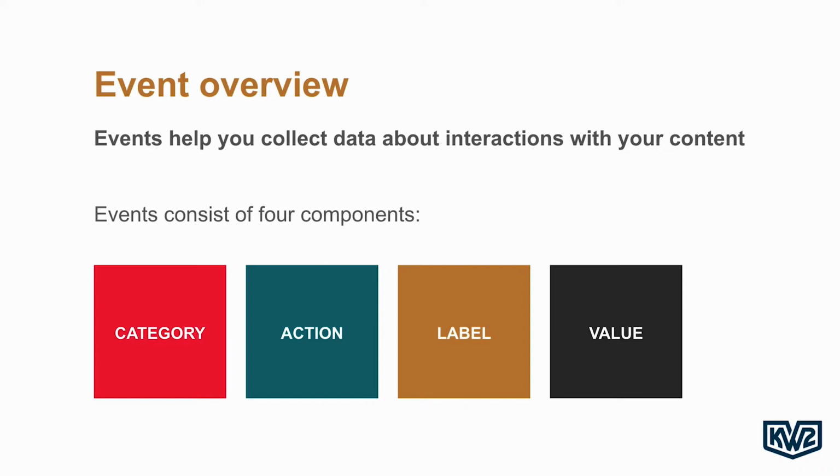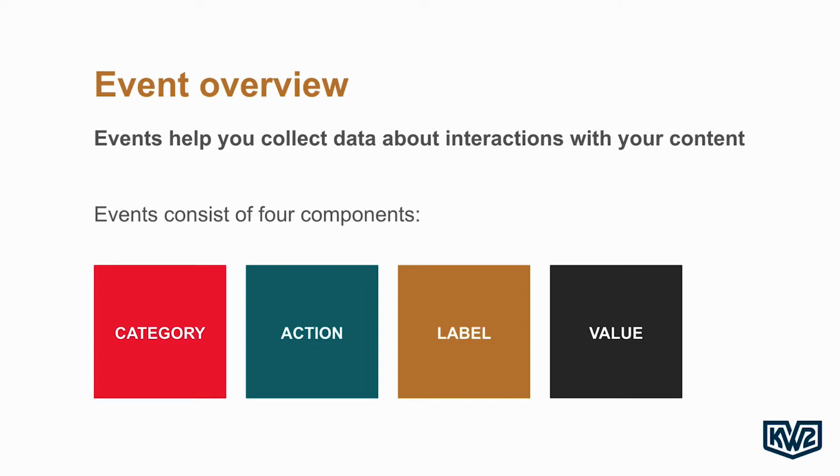Next are labels, which help you identify where the event took place. And this can be a high-level label, such as your website's header or footer, or it can get really detailed, and we'll go through a way to plan those out as well.